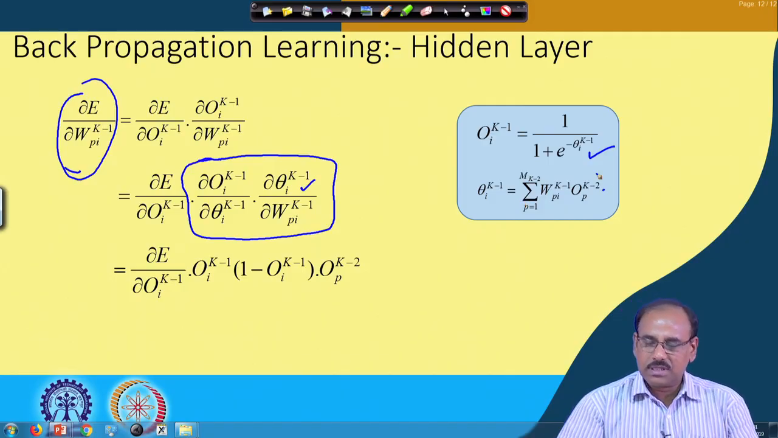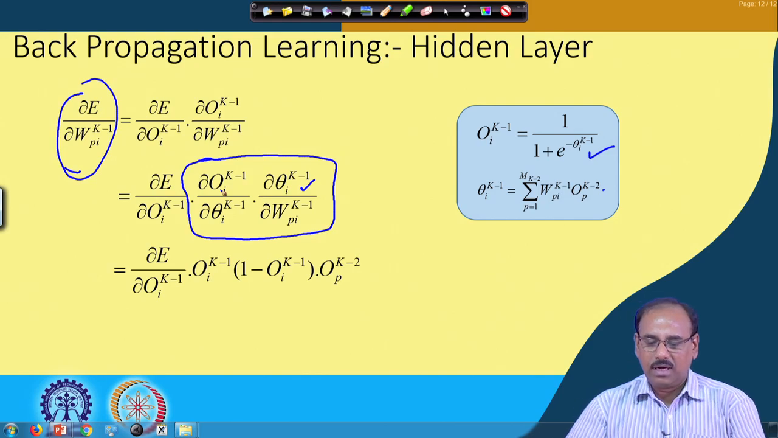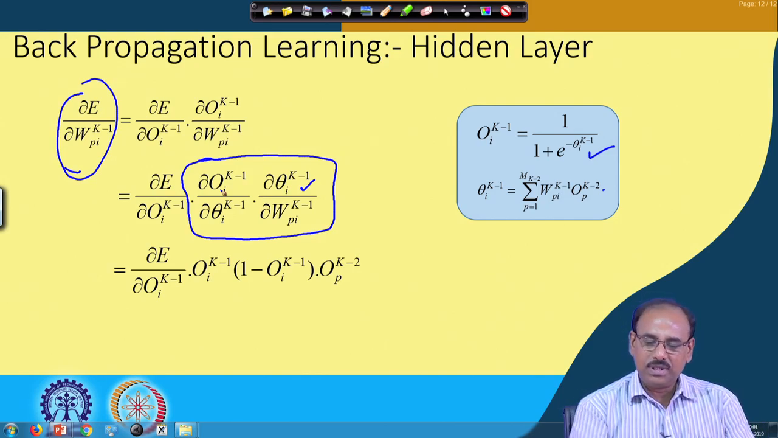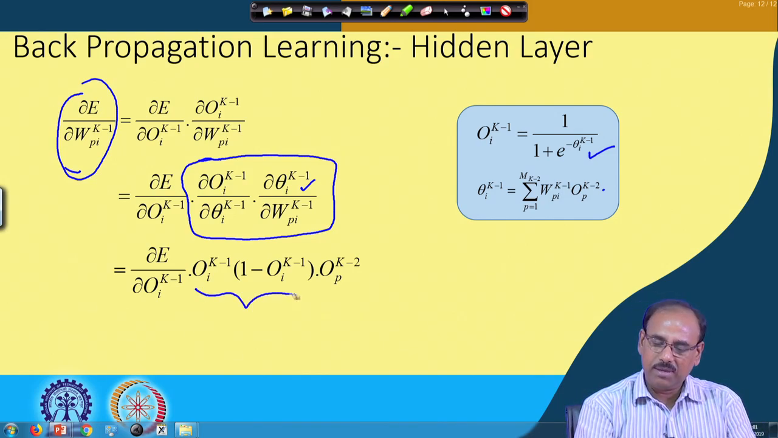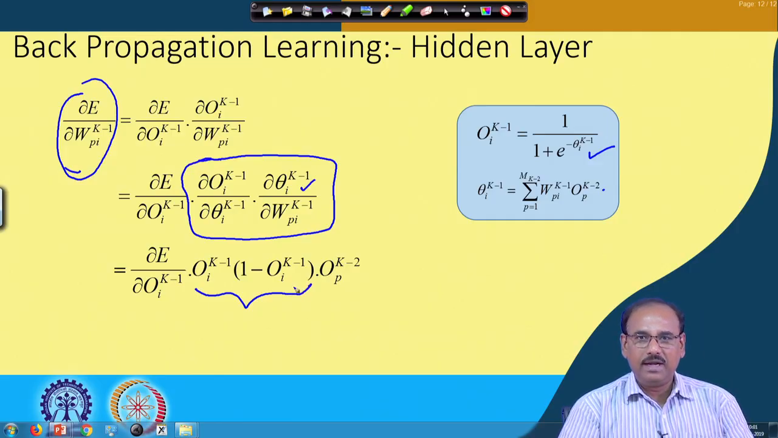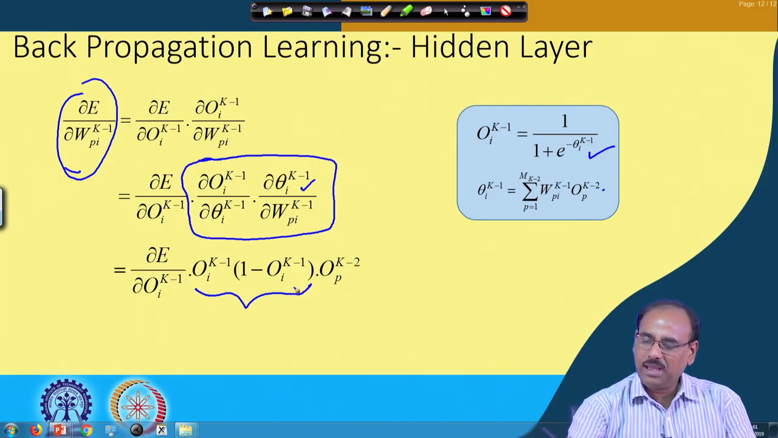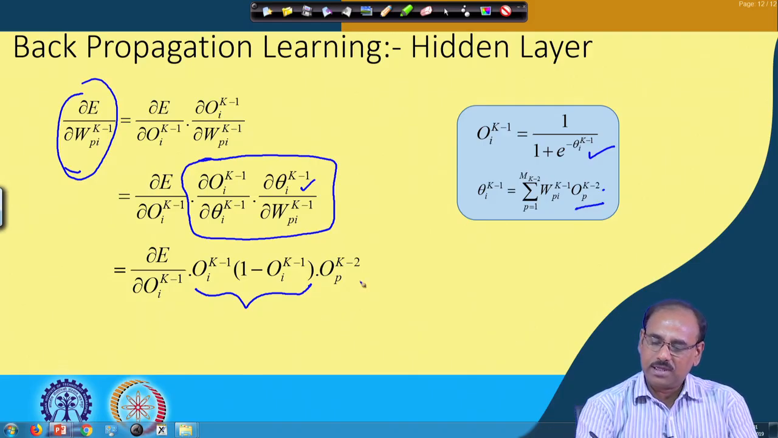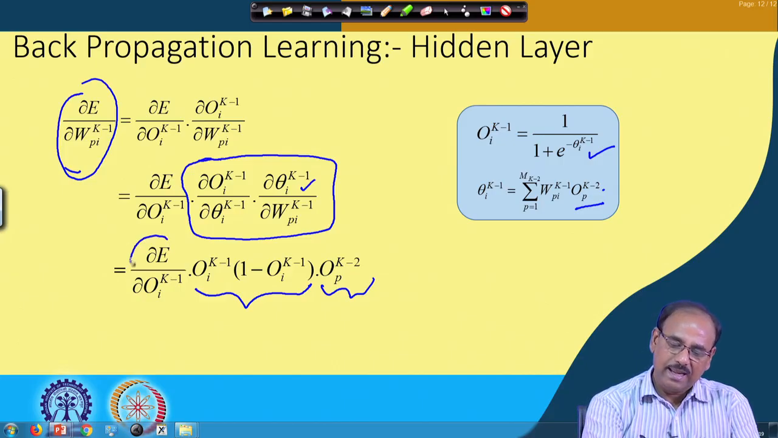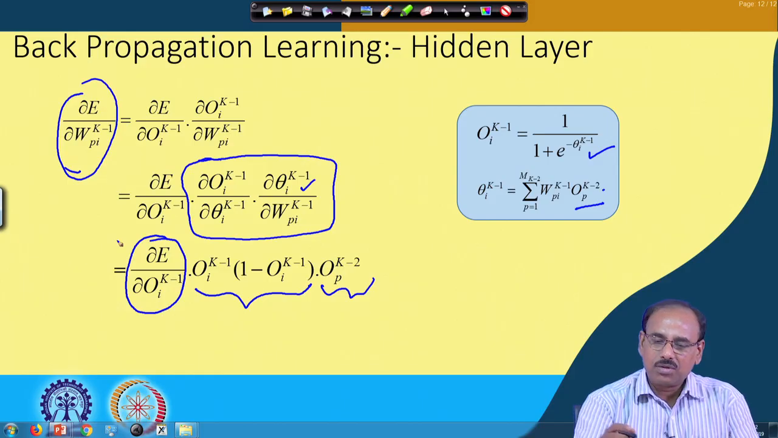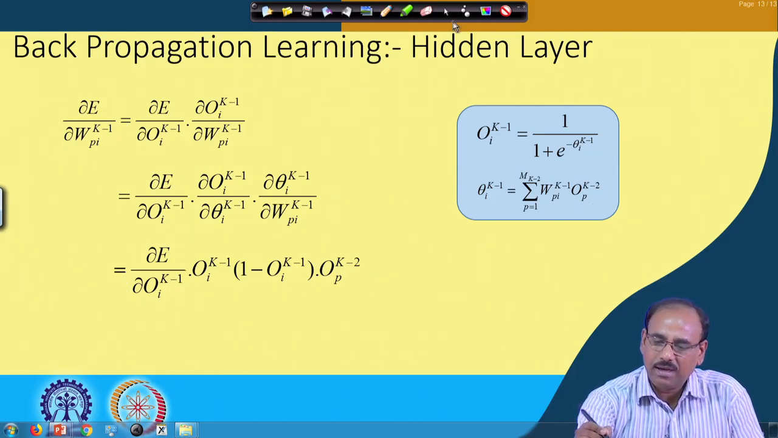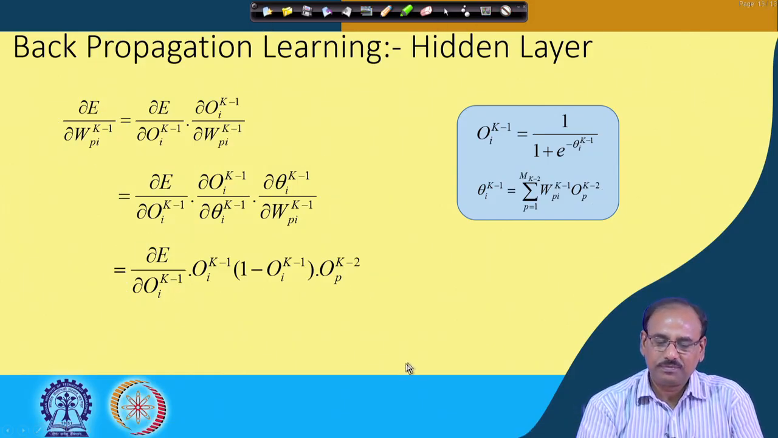So, the number of nodes in the (k-2)th layer is M_(k-2). As these two functions are known, I can easily compute del O_i^(k-1) / del theta_i^(k-1), which is nothing but the derivative of the sigmoidal function, and del theta_i^(k-1) / del W_pi^(k-1), which is simply O_p^(k-2). So, what I am left with is del E / del O_i^(k-1). How can I compute this del E / del O_i^(k-1)?